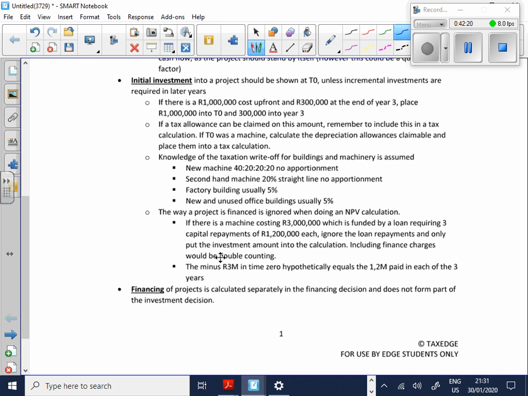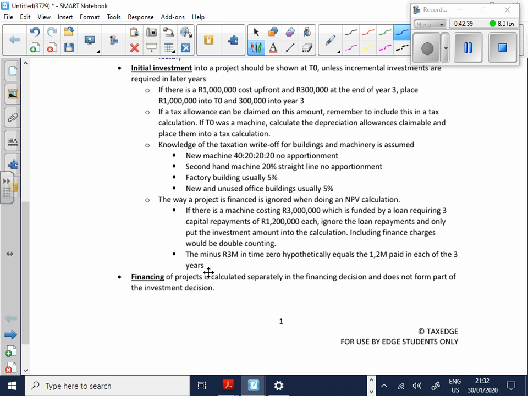Okay. Guys, it says the minus 3 million in time 0 hypothetically equals the 1.2 million paid in each of the 3 years. Does everybody understand that? You put the 3 million in, you don't put the 1.2 in. Financing is ignored for the investment decision. You guys comfortable with this?